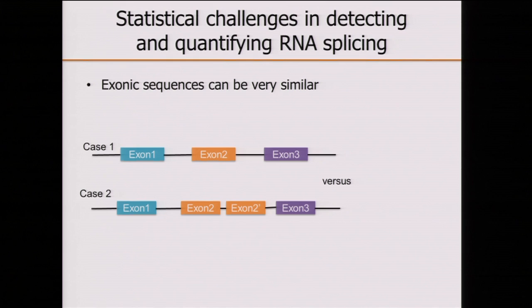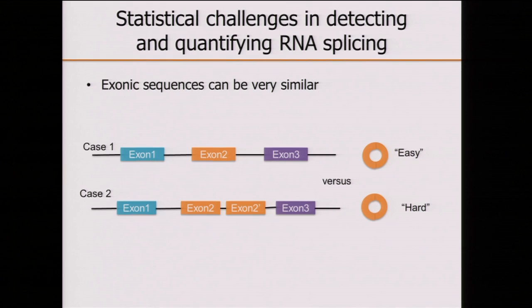So an issue is that exonic sequences can be very similar, and we can see this by just looking at these two gene models where the exonic sequences are shown in these colored boxes. In the first example, where the exonic sequences are very different, detecting and quantifying splicing is going to be much easier than in the second case, where we have the two middle exons have very similar sequences. And this is even before we now have to take into account that we have to distinguish between a circular isoform from one of these homologous exons or linear splicing using these homologous exons.